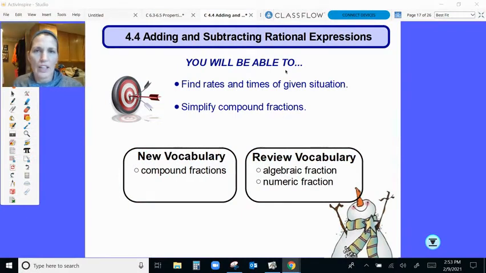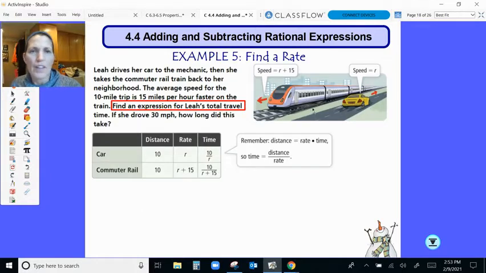Day 2 of adding and subtracting rational expressions. Today we're going to learn how to find rates and simplify compound fractions, which sound kind of scary, but they're not. Okay, so first of all, we're going to learn how to find a rate. I'm sure most of you have had science and learned the DIRT formula. DIRT means distance equals rate times time. Okay, D equals R times T, and we can manipulate this formula any way we want to.